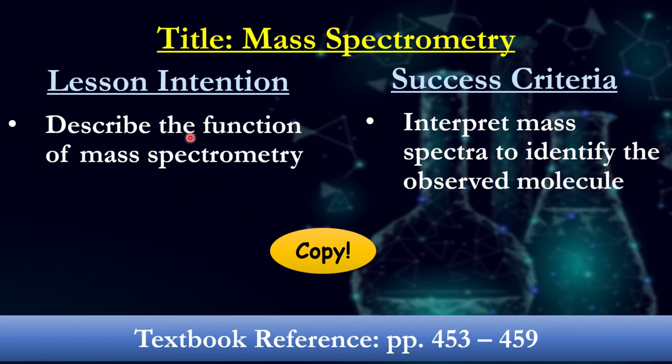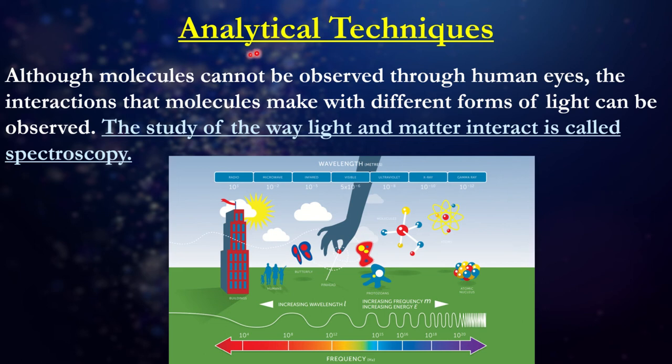What we're going to be trying to look at is to describe the function of mass spectrometry, and we're going to try and learn to interpret the mass spectra diagrams and look at all the different types of fragmentations and molecules we're trying to observe. Okay, so let's just quickly talk about what analytical techniques are.